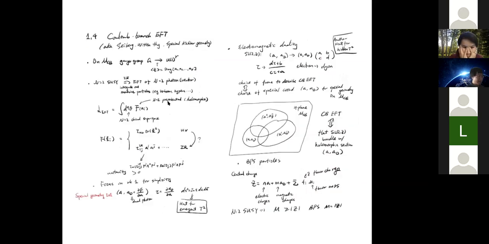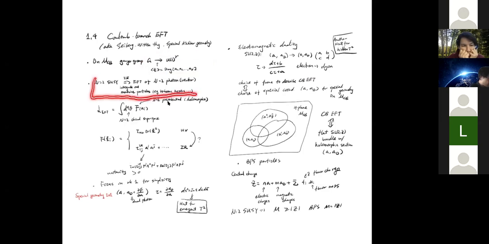Okay. So let me say some things about the Coulomb branch EFT. This is also known as a rigid special Kähler geometry, also known as a special Kähler geometry. They all mean the same thing. So on the Coulomb branch, at a generic point on the Coulomb branch, the gauge group will be broken to the Cartan subgroup U(1)^R, where R is the rank of the gauge group.